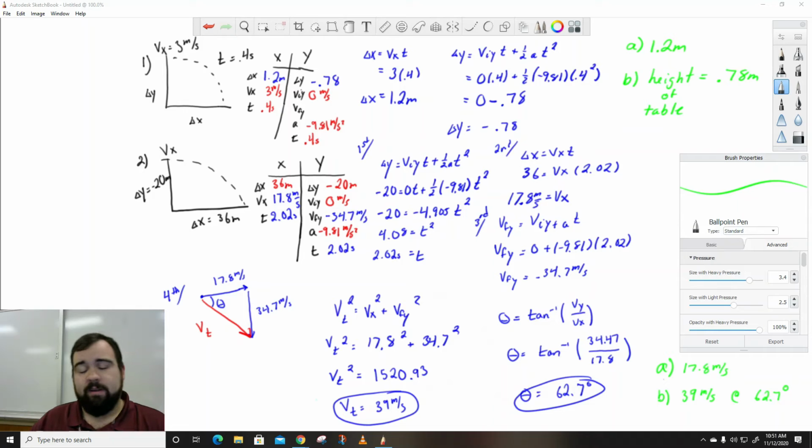Alright, so today we're going to go over the 4 problems that you should have done for homework yesterday. So, problem number 1, we have an object rolling off a desk at 3 meters per second, and it lands 0.4 seconds later.